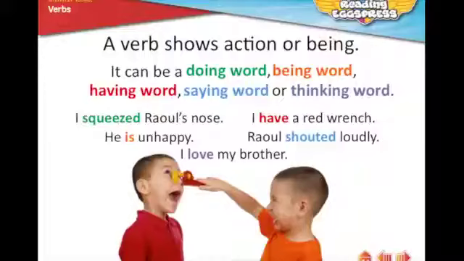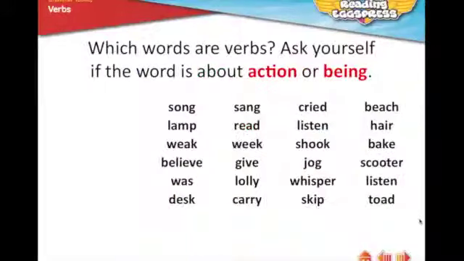Now, rather than clicking through here on the screen, just keep clicking on the arrow on your keyboard. It actually is quite nice and easy, and it will come up with new things. Which words are verbs? Ask yourself if the word is about action or being. So you're actually relating now to the student, and asking these questions to see if they can know the answer. And you may have to go through this a few times, but they'll get the hang of it.